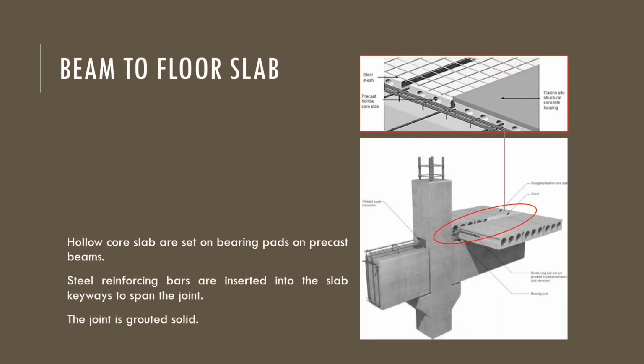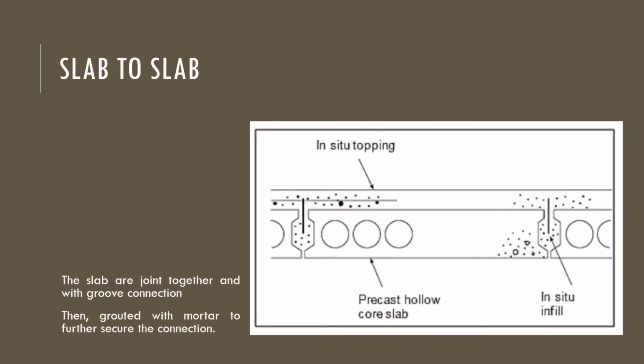The connection between precast concrete beam to floor slab. Hollow core slabs are set on bearing pads on the precast beam. Pseudo-reinforcing bars are inserted into the slab keyways to span the joint. The joint is grouted solid. Slab to slab connection: the slabs are joined together with groove connection, then grouted with mortar to further secure the connection.